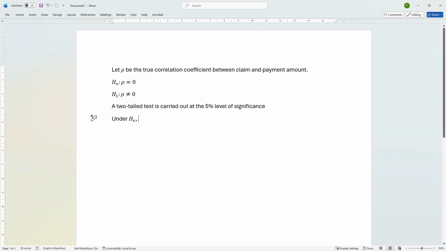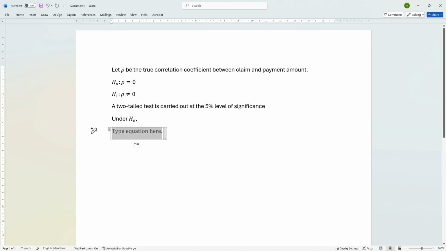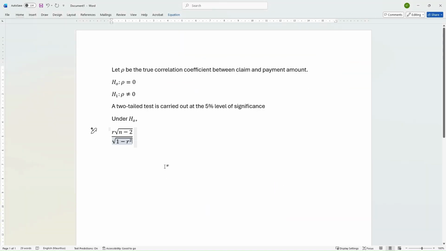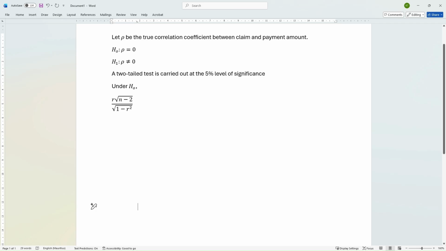So let me go back to the concept here. Under H note, we will say that the distribution of our test statistic, r into the square root of n minus 2, the whole thing divided by the square root of 1 minus r squared, as we have seen here, or root of n minus 2 over root of 1 minus r squared, follows a t distribution.